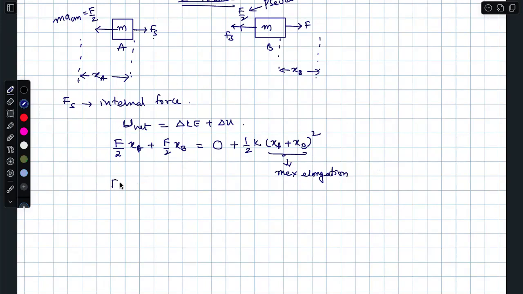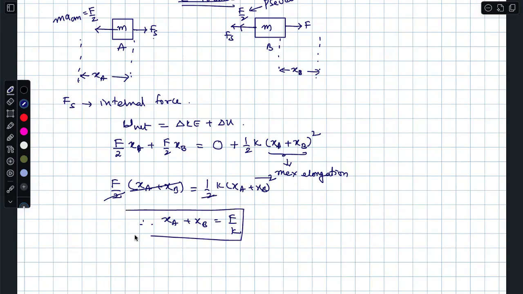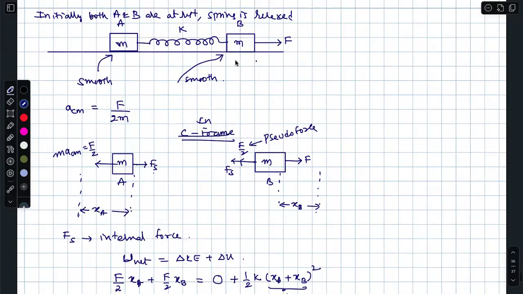Now, this can be written as F by 2 times XA plus XB is half K times XA plus XB whole square. The 2 cancels, and this also cancels. Therefore, XA plus XB is simply F by K. Remember, the same technique is also applicable even if a different force acts on this block and a different force acts on that block.